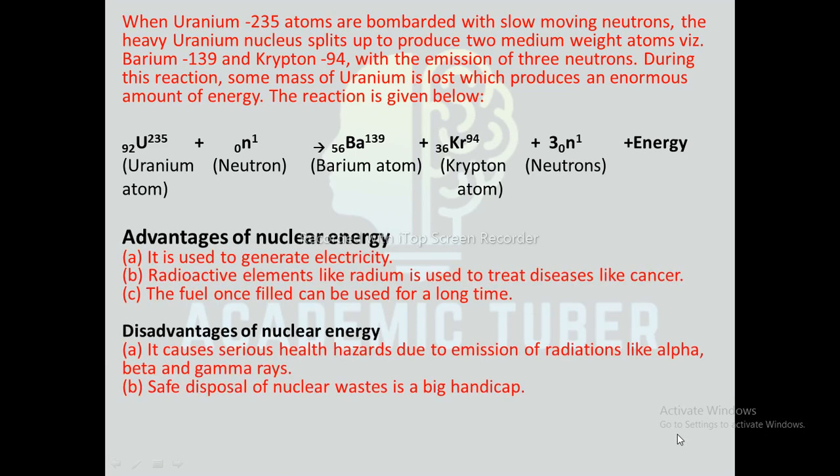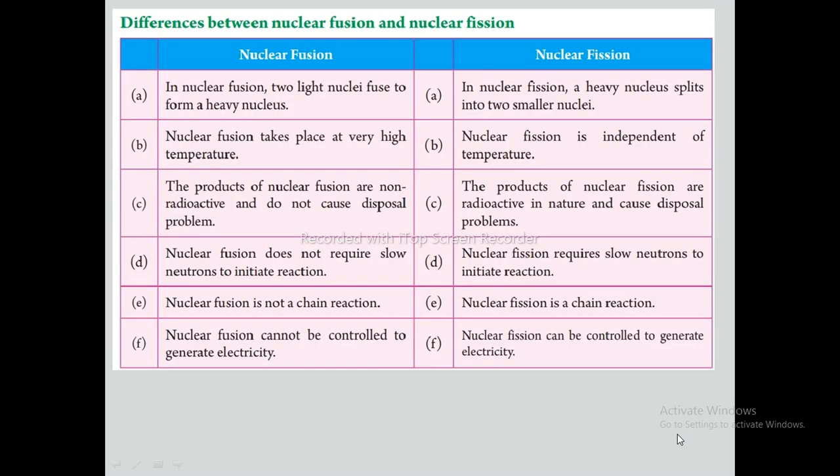Advantage of nuclear energy. Nuclear energy is used to generate electricity. Radioactive elements like radium are used to treat diseases like cancer. The fuel once filled can be used for a long time. Disadvantages of nuclear energy. It causes serious health hazards due to emission of radiation like alpha, beta and gamma rays. Safe disposal of nuclear waste is a big handicap.